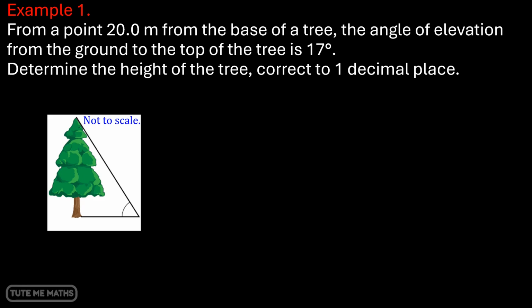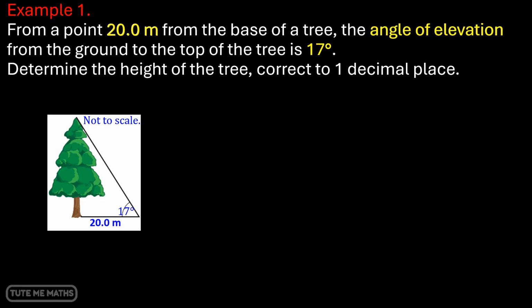In this first example, a diagram is provided, but we need to match the information. This problem is almost identical to a problem solved in an earlier video, the only difference being that the term angle of elevation wasn't previously used, and you're expected to transcribe the information onto your diagram as well. We are told that at a point 20 meters from the base of a tree, so we can mark this distance as 20 meters, the angle of elevation from the ground to the top of the tree is 17 degrees. So we mark this angle as 17 degrees.